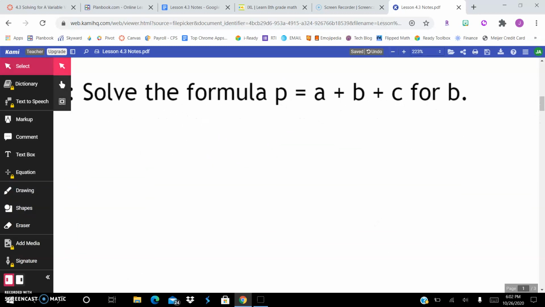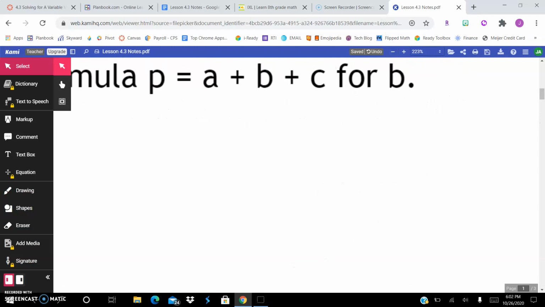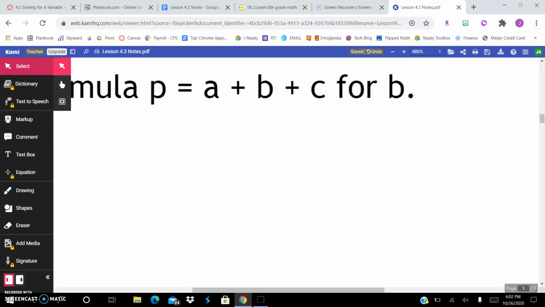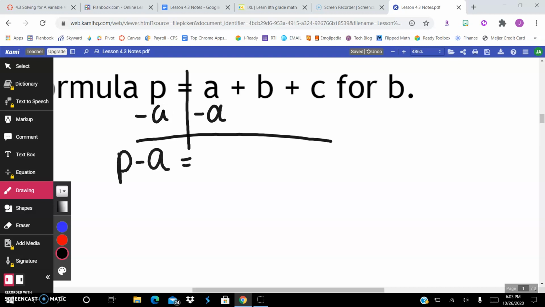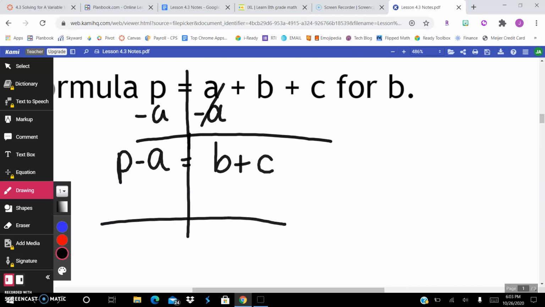For example 3, solve the formula P equals A plus B plus C for B. So we are going to get rid of the A and the C. So we're going to minus A here. So we're going to have P minus A equals, A's are canceled here, and we have B plus C left. And then we have to get rid of that C. It's plus C, so we're going to minus C. So I have P minus A minus C is equal to B.